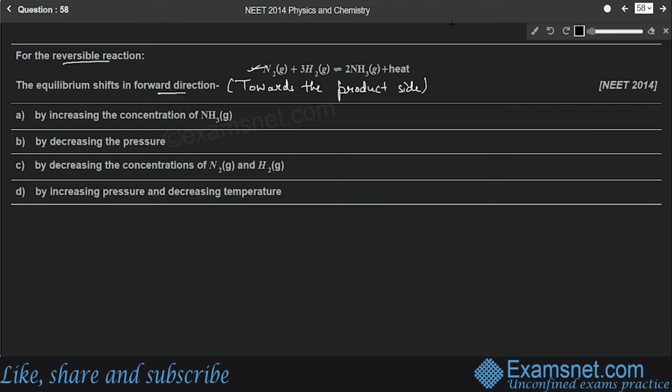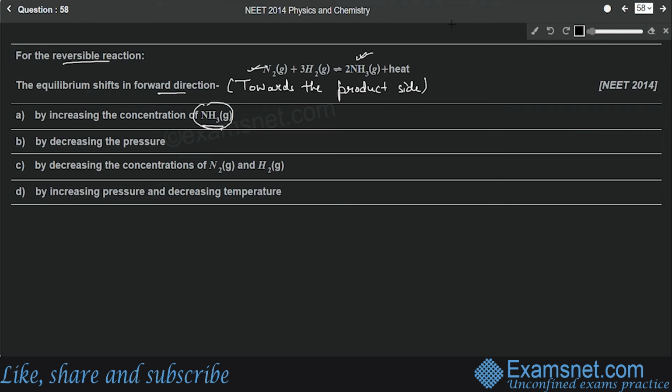Now let's come to the options. The first option is by increasing the concentration of ammonia gas. So we know that according to Le Chatelier's principle, whenever a dynamic equilibrium is disturbed due to change in condition, then the system tries to counteract that change or oppose that change to bring back the equilibrium. So here in this option, the concentration of ammonia gas is being increased. That means on the product side, ammonia gas is being increased.